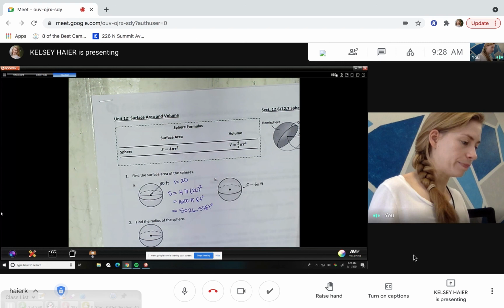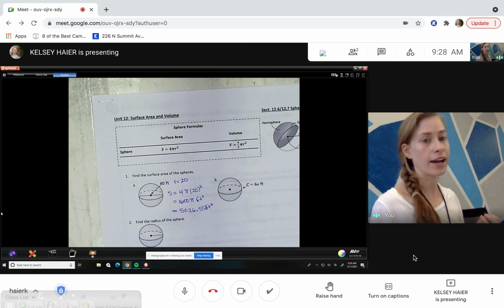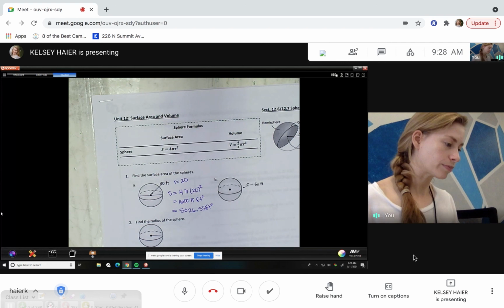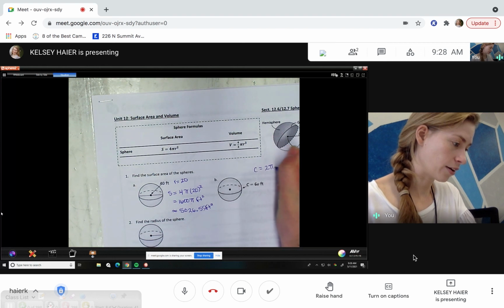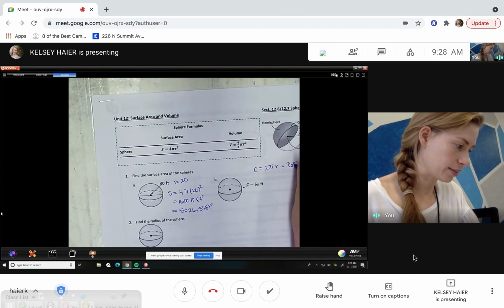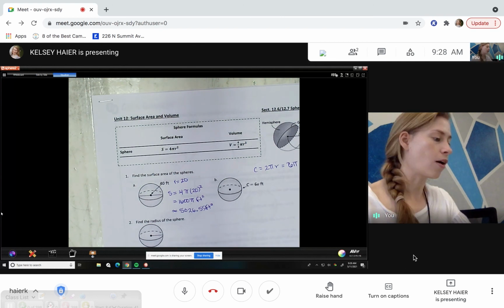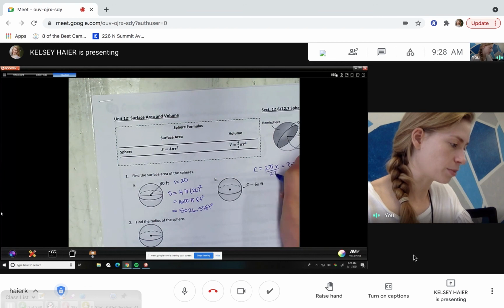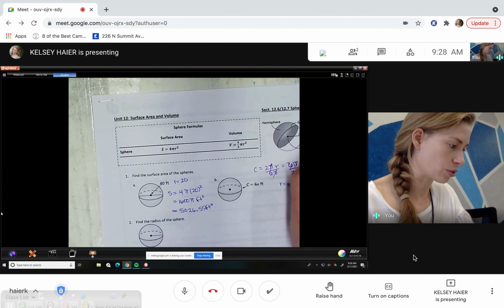Now, what happens if they actually give you the circumference, and I want you to find the total surface area of your sphere? Remember, your circumference is 2 pi r. Here they tell me the circumference is 6 pi. Well, I need my radius in order to find the total surface area. So all I need to do is divide by 2 pi on both sides, and that gives me the radius. I should get that the radius is 3, and then I can go from there.